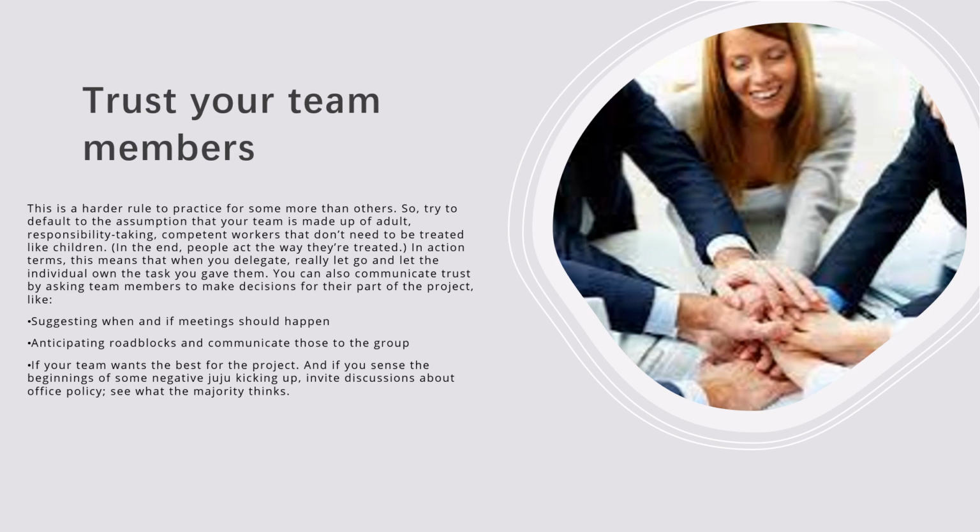In action terms, this means that when you delegate, really let go and let the individual own the task you gave them. You can also communicate trust by asking team members to make decisions for their part of the project, like suggesting when and if meetings should happen, anticipating roadblocks, and communicating those to the group. If your team wants the best for the project, and if you sense the beginnings of some negative juju kicking up, invite discussions about office policy. See what the majority thinks.